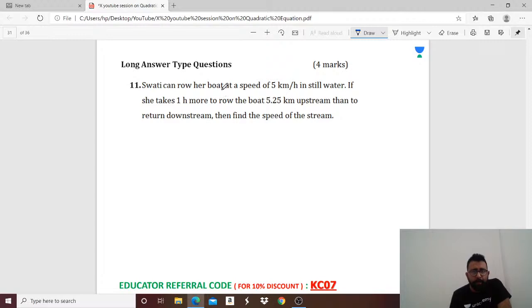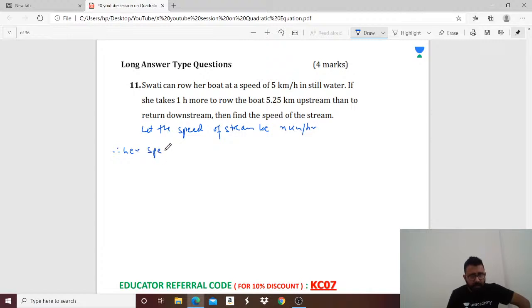So Swati can row her boat at a speed of 5 km per hour in still water. If she takes 1 hour more to row the boat 5.25 km upstream than to return downstream, then find the speed of the stream, right? So let the speed of stream be x kilometer per hour. Therefore, our speed in downstream direction.